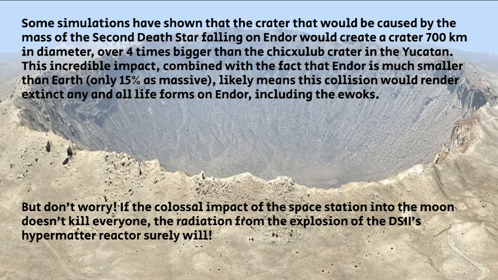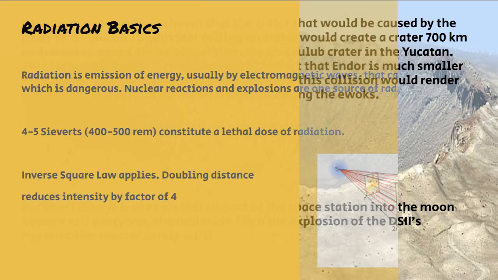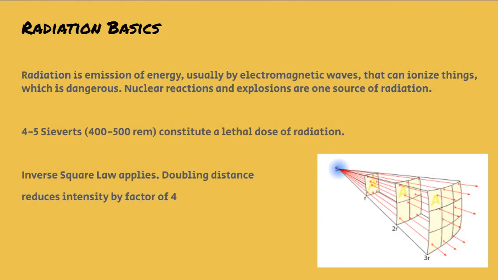But don't worry, if the colossal impact of the space station into the moon doesn't kill everyone, the radiation from the explosion of the Death Star 2's hypermatter reactor surely will. So for a quick and very oversimplified tutorial, radiation is basically just energy emitted from something like a nuclear bomb. If it is ionizing radiation, it is dangerous. A measurement of 4 to 5 sieverts is considered a lethal dose of radiation for a human.